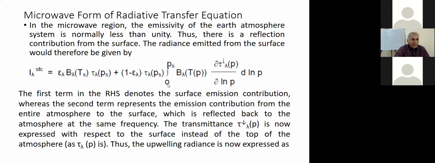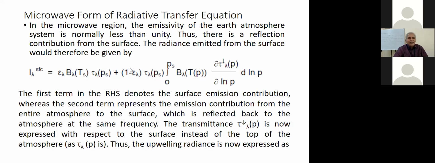Now, this integral is now reversed from 0 to PS. Remember, it used to be PS to 0. We are looking at upward radiation. Now this tau lambda is actually downward. Now this is the Planck radiance for different layers of the atmosphere. This is the weighting function integrated from 0 to PS, from the top of the atmosphere to the surface. So this is the contribution multiplied by the transmittance at the surface, then multiplied by 1 minus epsilon.